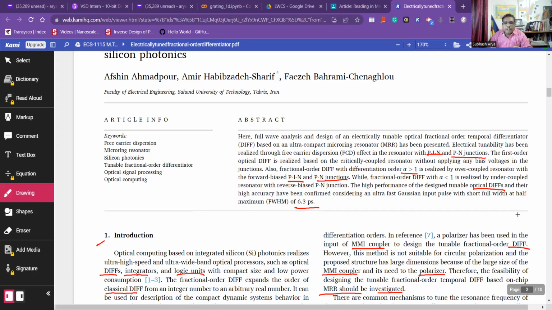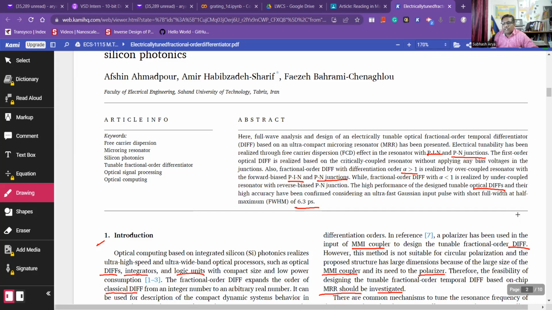The first order optical differentiator is realized based on the critically coupled resonator without applying any bias voltage in the junctions. Also, fractional order differentiator with differentiation order alpha greater than 1 is realized by overcoupled resonator with the forward bias PIN and PN junction. While fractional order differentiator with alpha less than 1 is realized by undercoupled resonator with reversed bias PN junction.